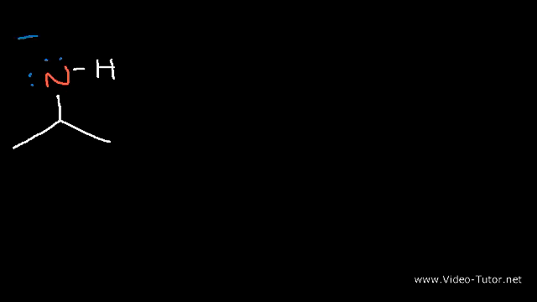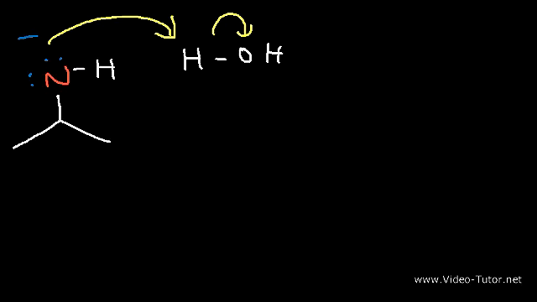So once we had this intermediate, you can simply add water or H3O+. Let's use water. And this will also produce the amine.